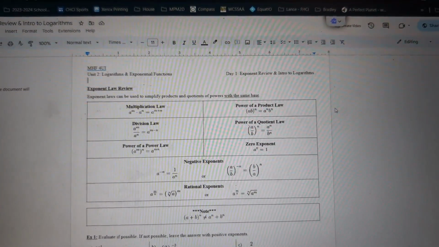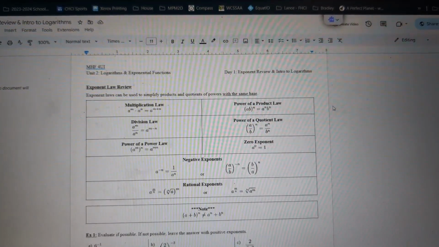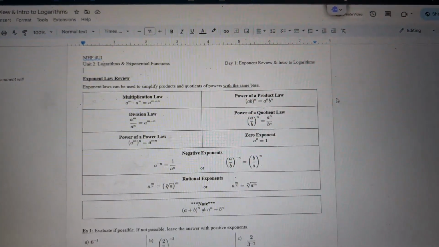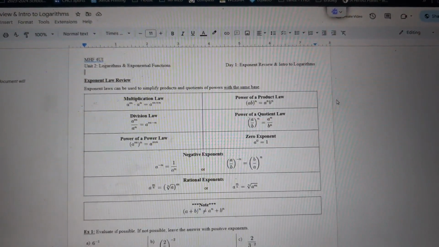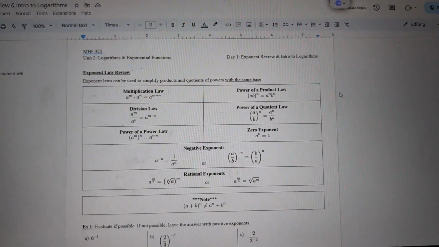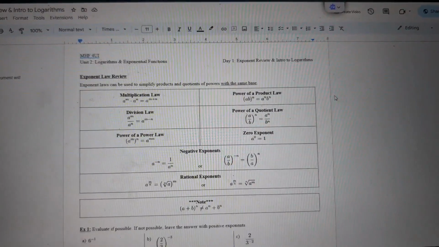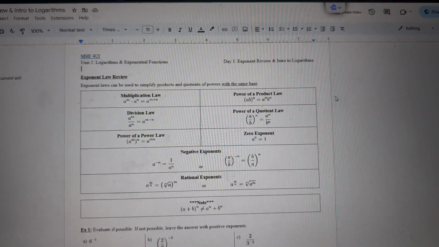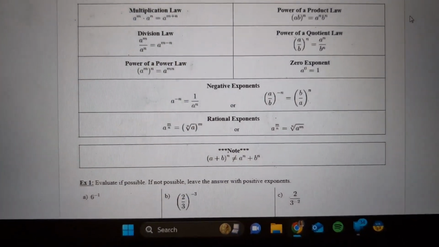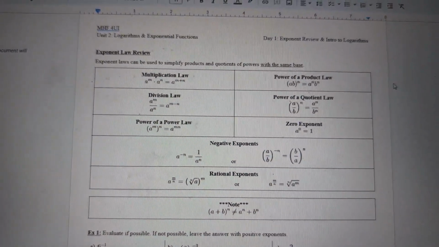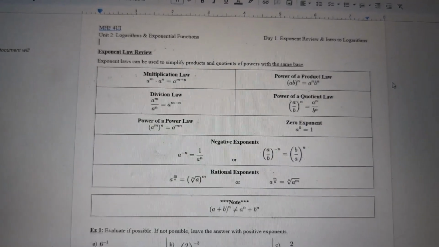You need to be really careful in this unit about what you are allowed to do and what you are not allowed to do. One of the biggest problems I see is that people don't know what rules they're allowed to use in this unit, and because of that, they make up their own rules and do things they're not allowed to do. So these are the exponent law reviews you've learned in the past. And we kind of take a lot of them for granted. They're ingrained in our memory.